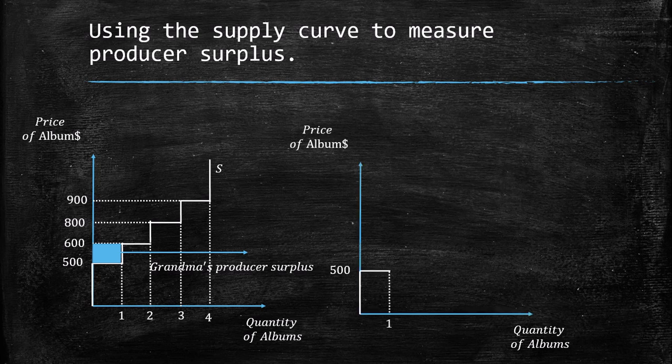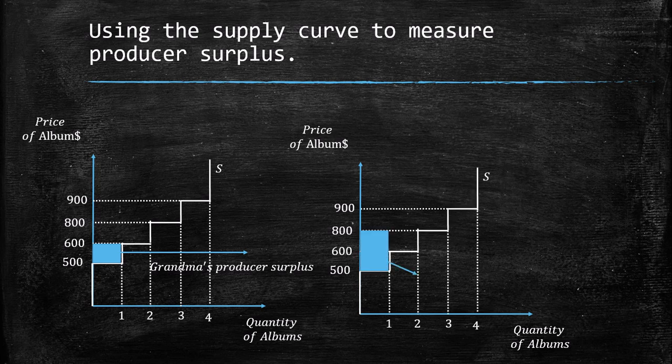On the other side, imagine that now the price is not 600 anymore, but 800. Here we have again the grandma's producer surplus, which increased because of the higher price they give, and now we have another producer surplus, which is given by Georgia. Remember that Georgia is able to offer her work at a price of 600, but she is going to receive 800.